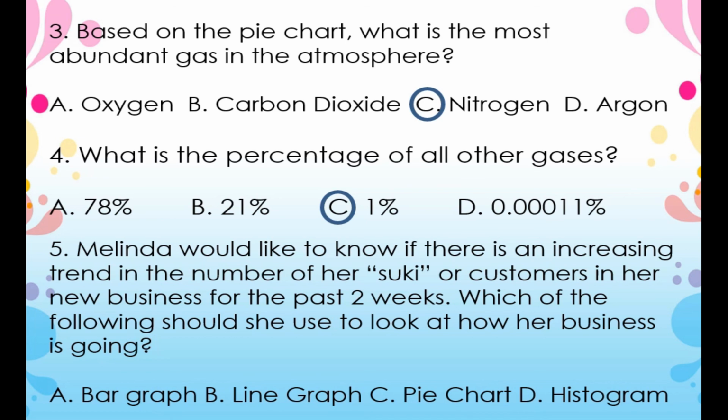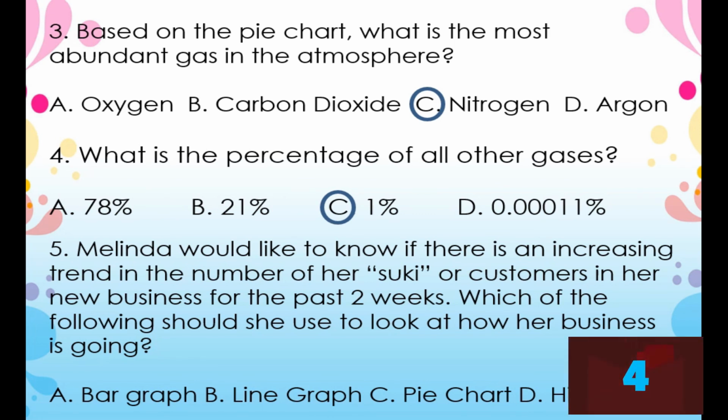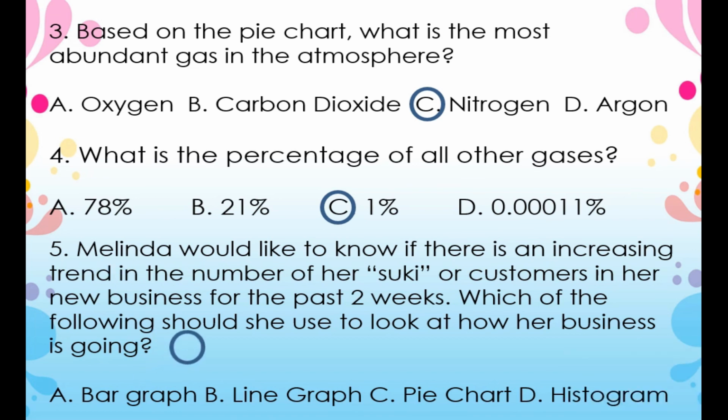Number 5. Melinda would like to know if there is an increasing trend in the number of her suki or customers in her new business for past 2 weeks. Which of the following should she use to look at how her business is going? A. Bar graph, B. Line graph, C. Pie chart, D. Histogram. The correct answer is letter B, line graph.